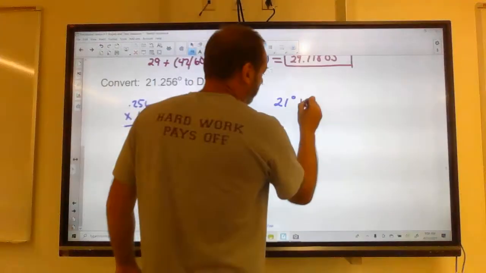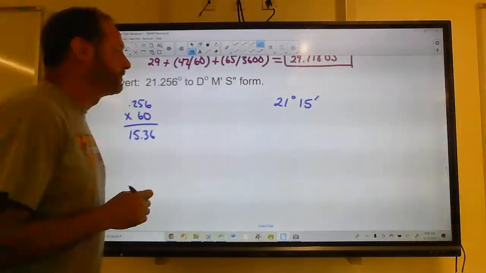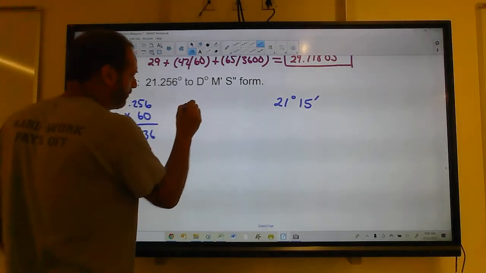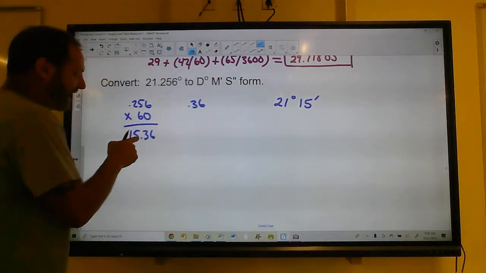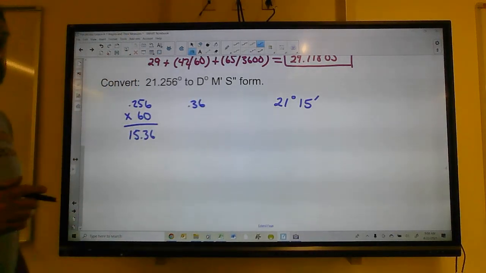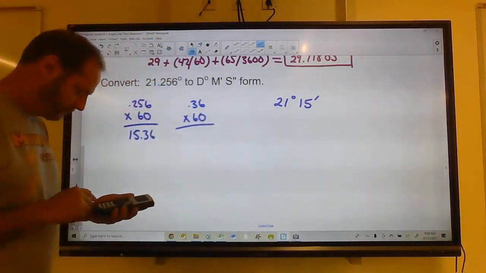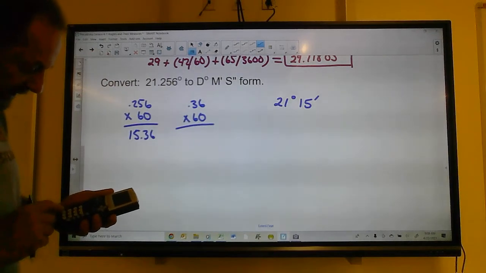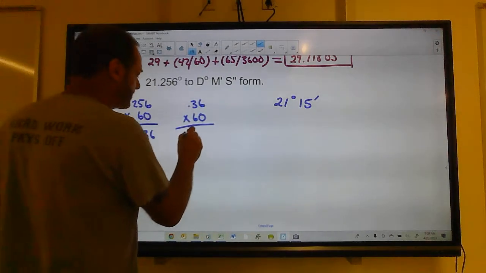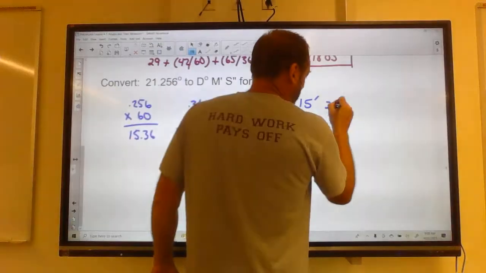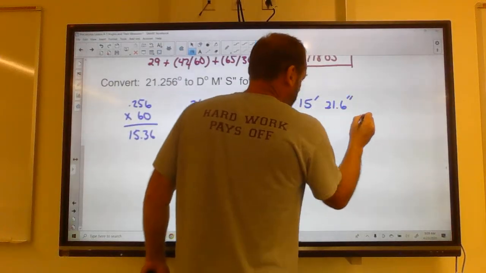So it's going to be 15 minutes. Now I've got to figure out how much this is, 0.36. This is a fraction of a minute, and there are 60 seconds in a minute, so I'm going to multiply by 60 again. 0.36 times 60 is 21.6. And that's in seconds, so this is 21.6 seconds.